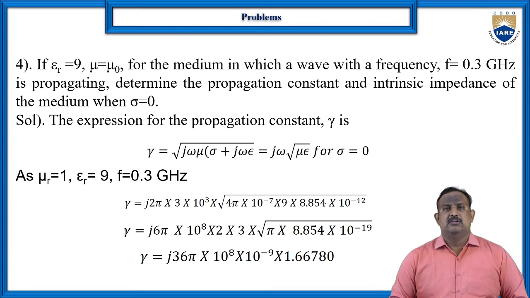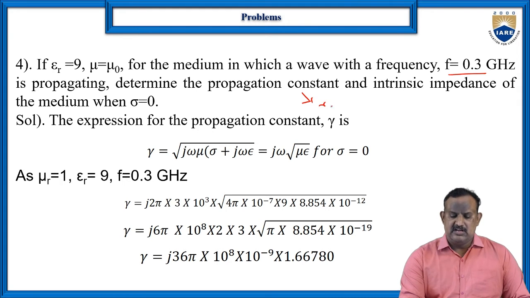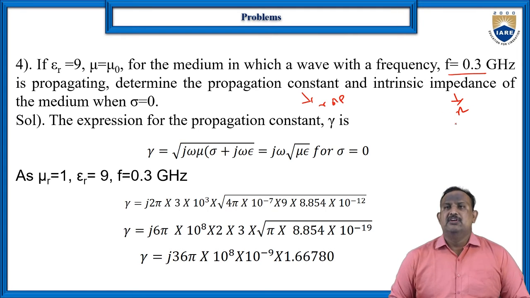Next one. Here, if epsilon r equal to 9 and mu equal to mu naught for the medium in which the wave with a frequency of f equal to 0.3 gigahertz is propagating, then we need to find the propagation constant and intrinsic impedance of the medium when sigma equal to 0. So, we need to find out the propagation constant gamma, and the intrinsic impedance, which is eta.